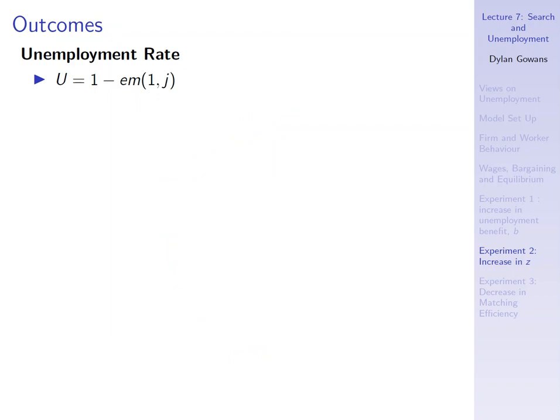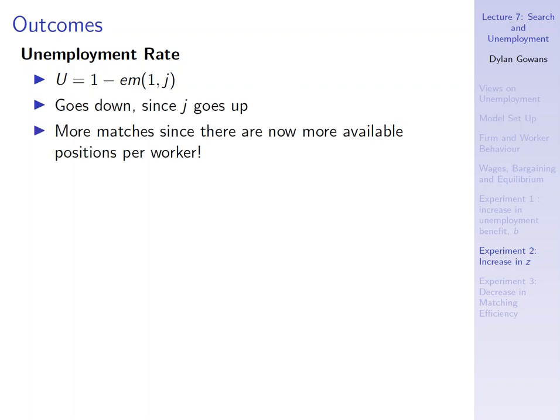So now let's look at the effects on our variables of interest again. What about the unemployment rate? Well, again, remember the unemployment rate is determined wholly by J, because it's about what fraction of searching workers match. So in this case, J goes up, so more workers will match because there are now more available positions per searching worker. And therefore, the unemployment rate goes down. More matches since there are now more available positions per worker.